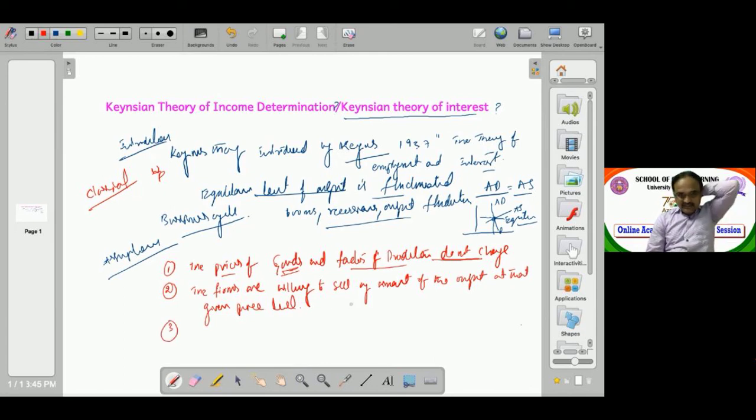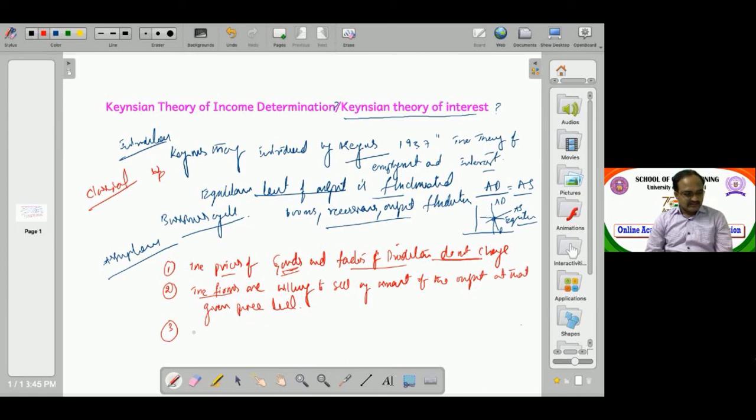What is the second assumption, meaning? The firms, the producers, are willing to sell any amount of output at that price level. Whatever they produce, they must sell at that level of price. That means whatever amount of the good is available, they can sell, so supply is also at the same level. So the first one relates to aggregate demand, the second one to aggregate supply.